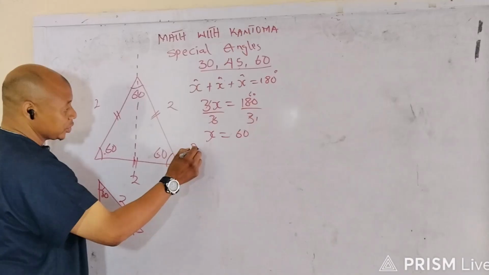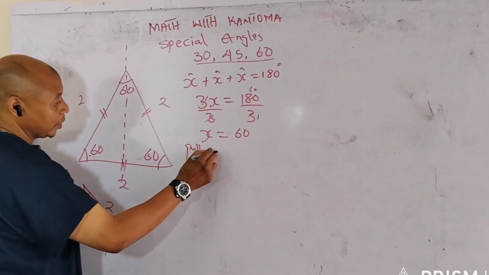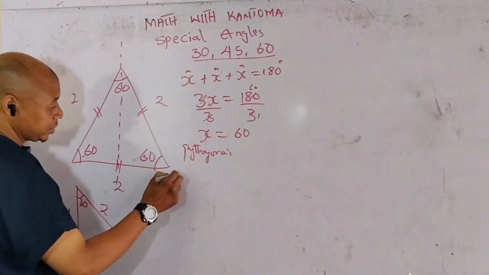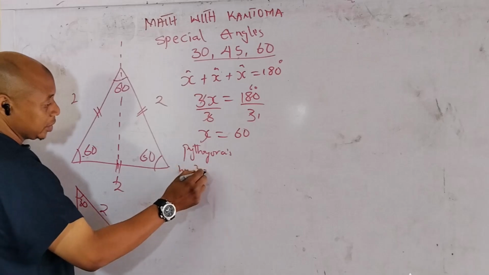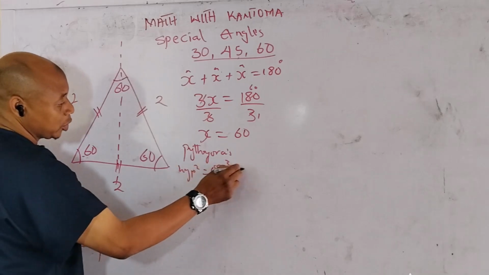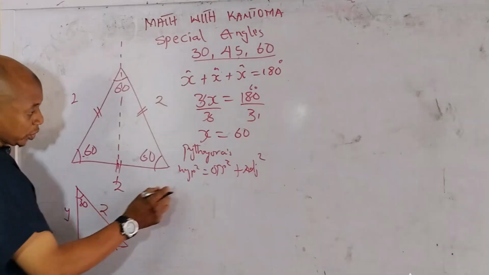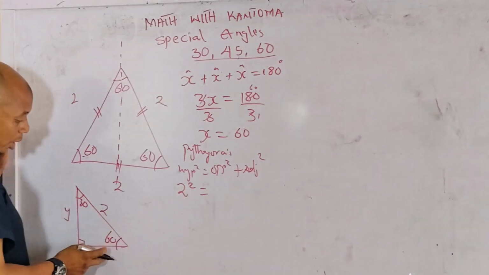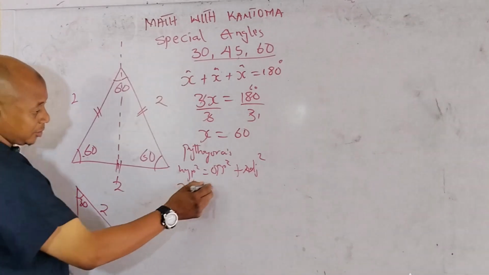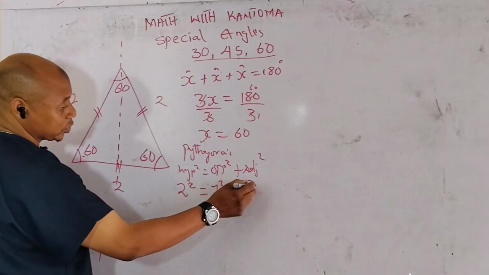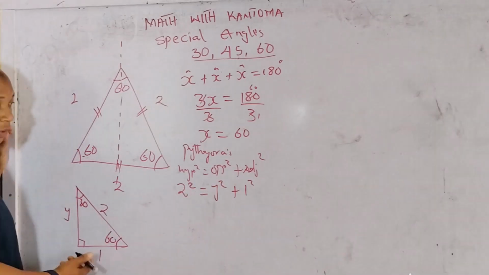So now from Pythagoras theorem, it says hypotenuse squared is equal to opposite squared plus adjacent squared. My hypotenuse is this 2. So I'll have 2 squared is equal to opposite, and any of these can be opposite, so let me say y squared, plus the adjacent, which is 1 squared.